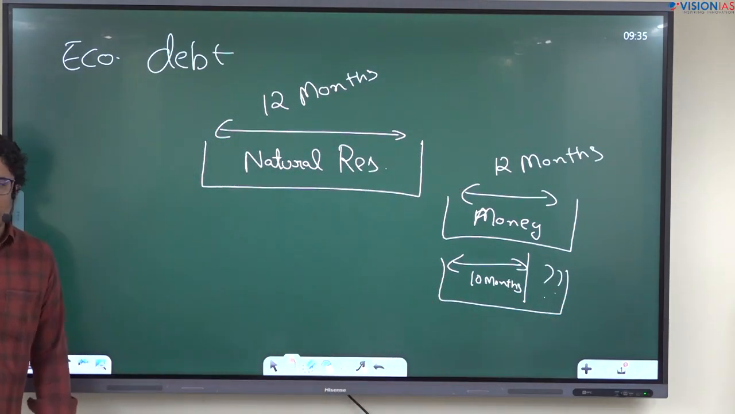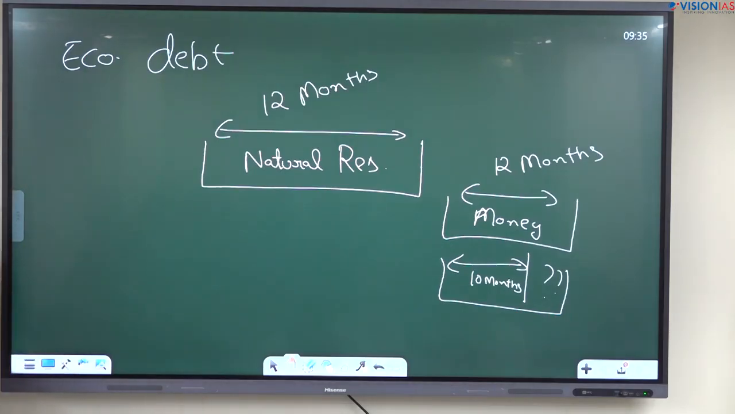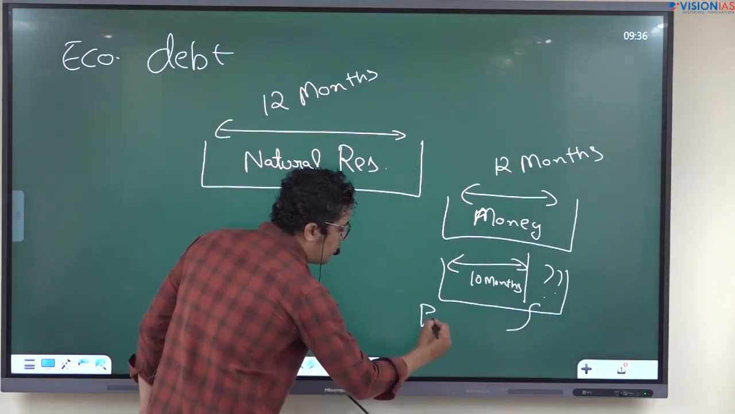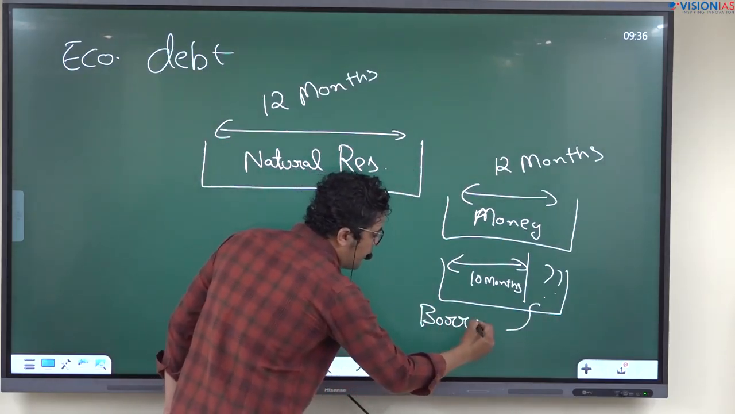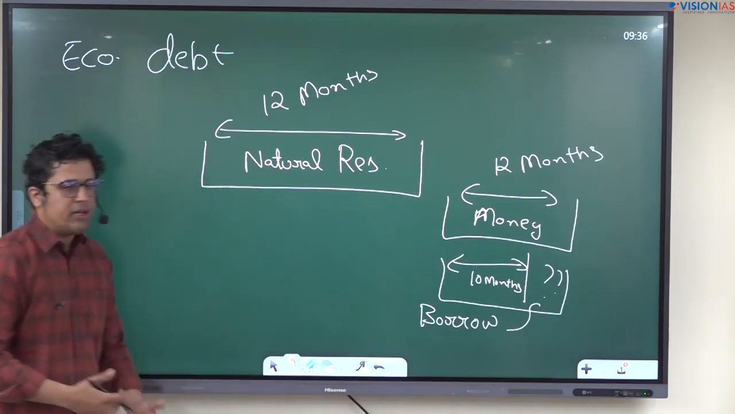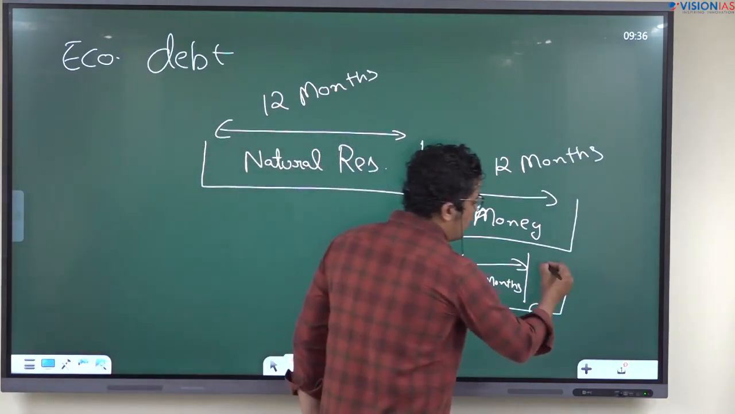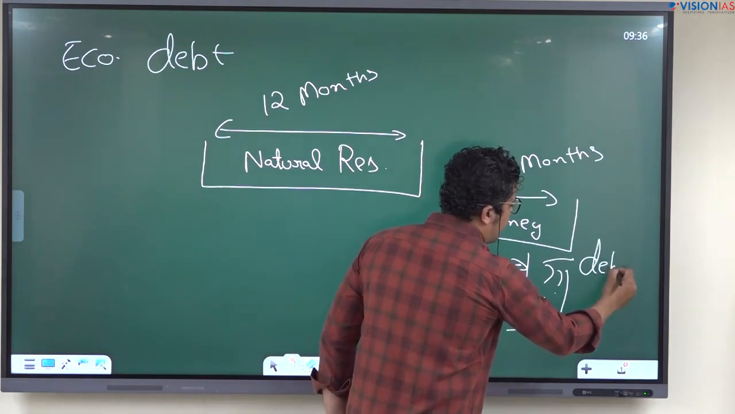You are supposed to take care of your needs for 12 months, but your money has ended in 10 months. Still 2 months are remaining and you don't have resources left. So what will you do? For the remaining 2 months, you will borrow. You will borrow from someone else. You will ask for help. So in these 2 months, you will go into debt.